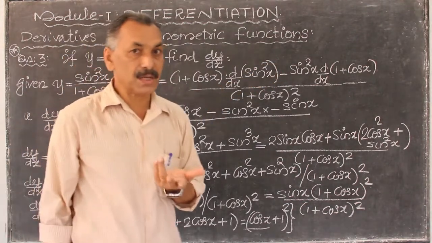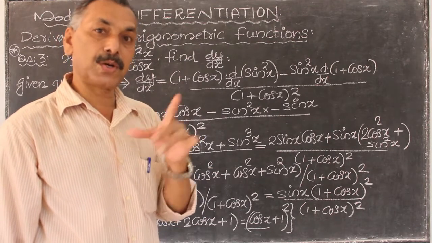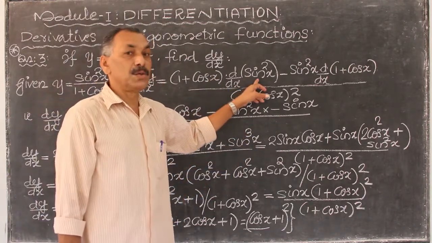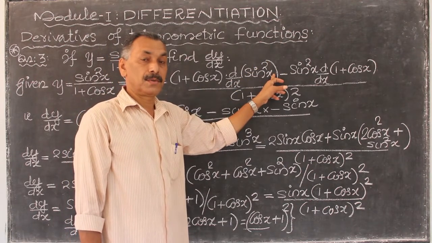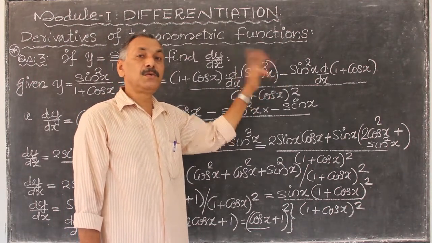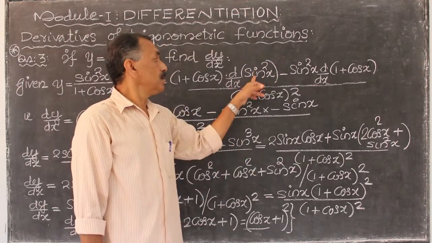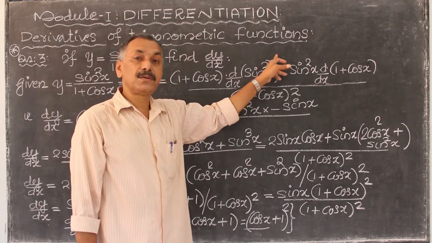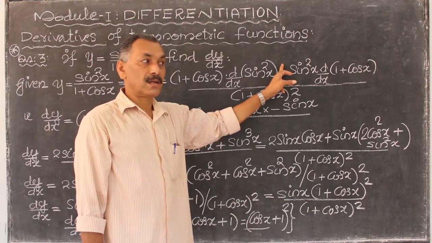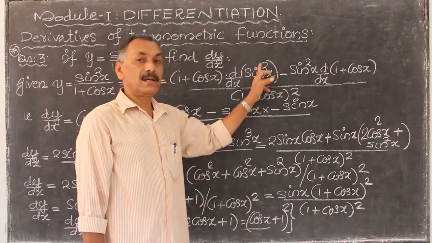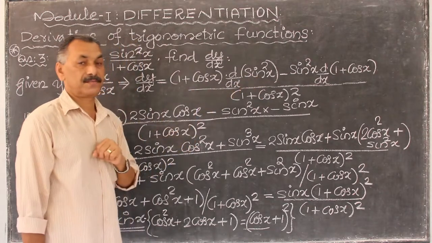Now 1 plus cos x into the derivative of sin square x. Sin square x is u square, where u is sin x. The derivative of u square is 2u, so 2 sin x into the derivative of sin x, which is cos x. That is 2 sin x cos x.